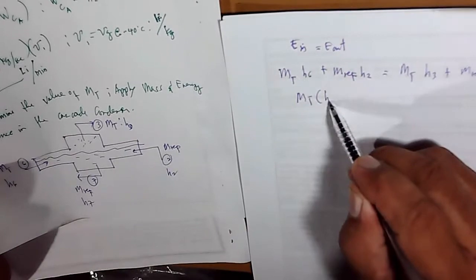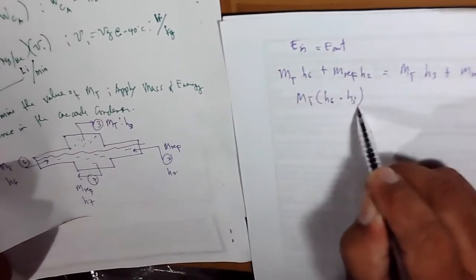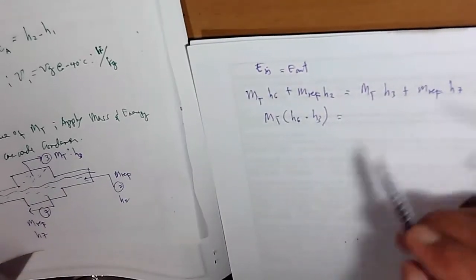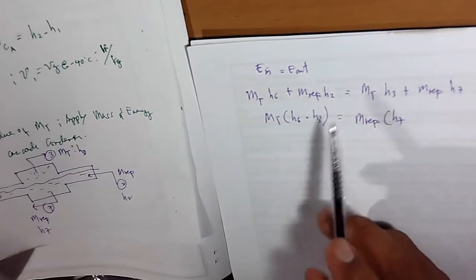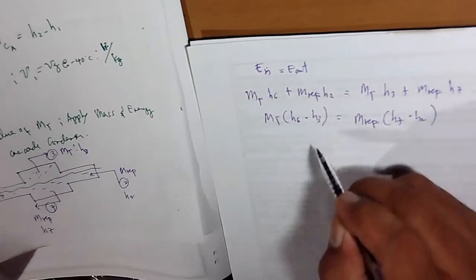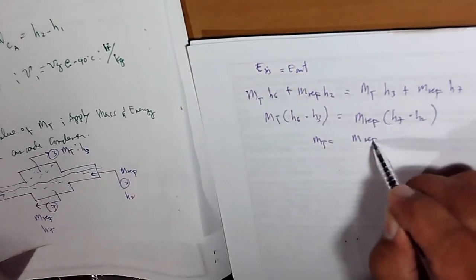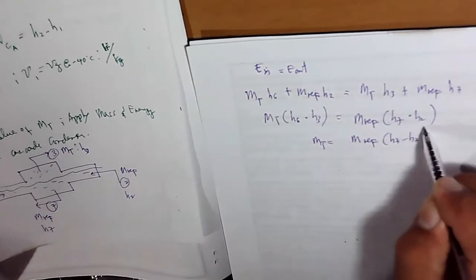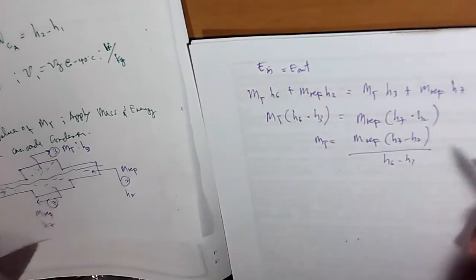So you define mT. Transpose this to the left side. We have mT H6, then factor out mT times H6 minus H3. Then you have your mREP here, that is H7. You transpose this to the other side, we have minus H2. So that we have mT is equal to mREP times H7 minus H2 all over H6 minus H3.